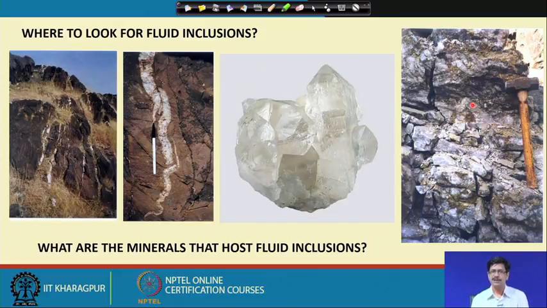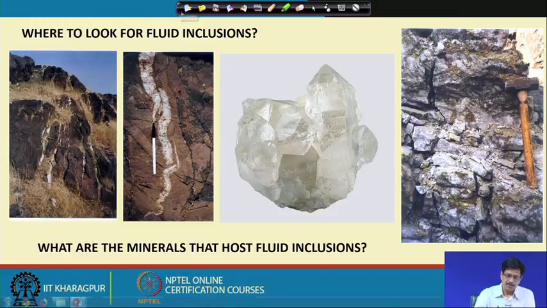So, these three situations that have been picked up here have in common that they are all supposed to have been deposited or formed by the activity of fluid. So, if we take a sample from this occurrence, we should be able to see fluid inclusions in them.